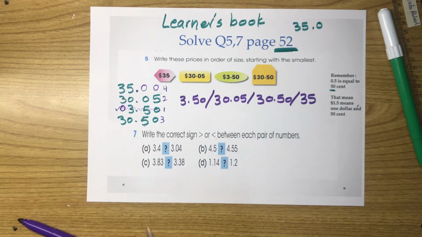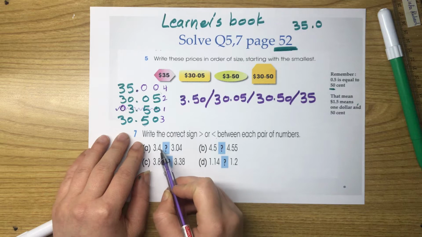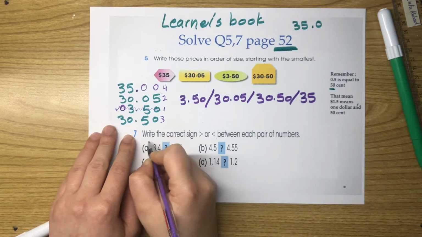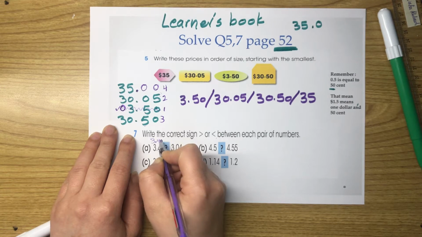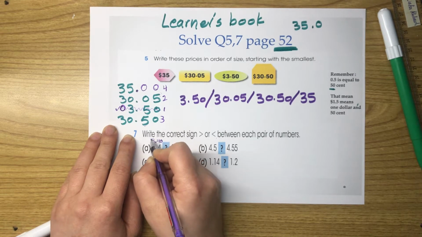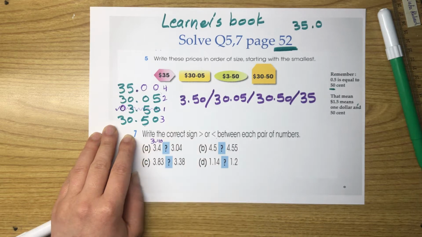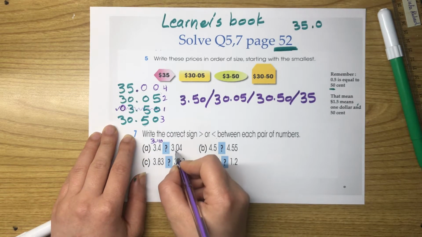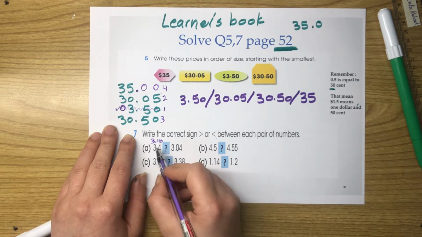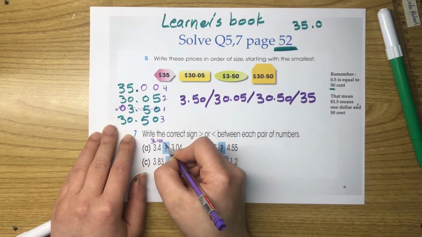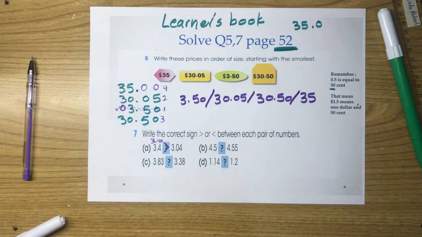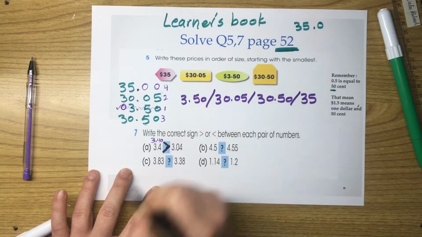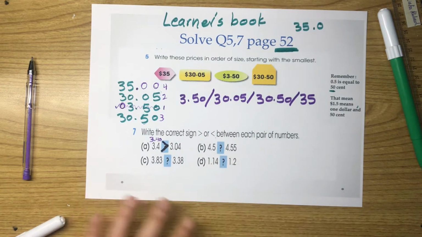Now, A, 3.4, that's the same as 3.40. If you add a 0 here, it's gonna stay the same value. It doesn't change it. And this is 3.04. Definitely, this one is larger. I'm gonna pick the black one. Okay, good job. The next one.